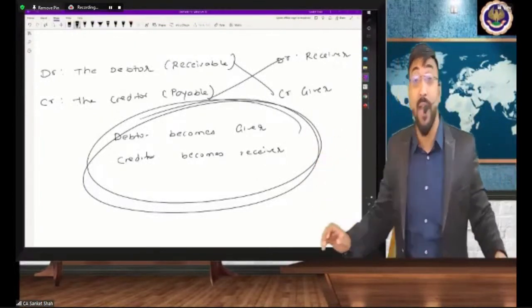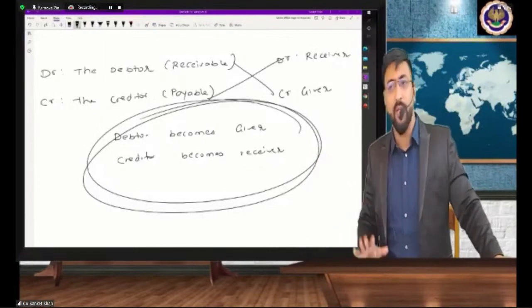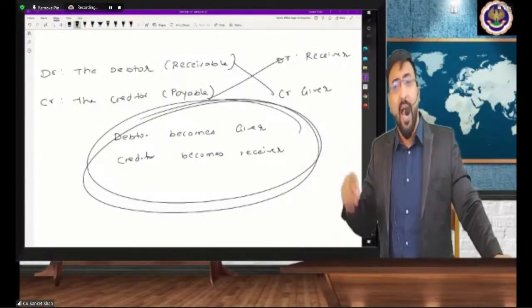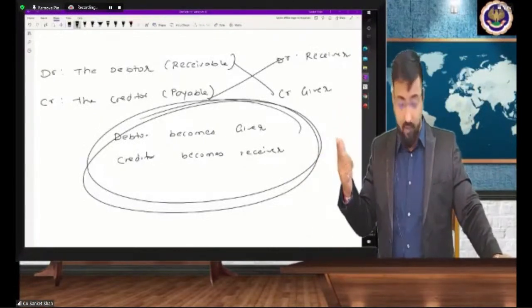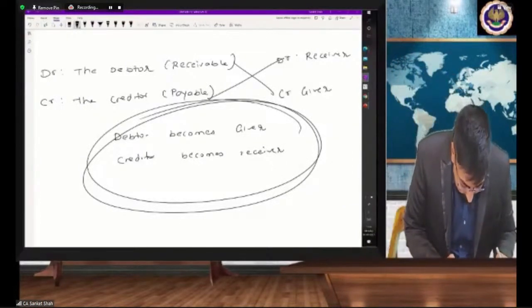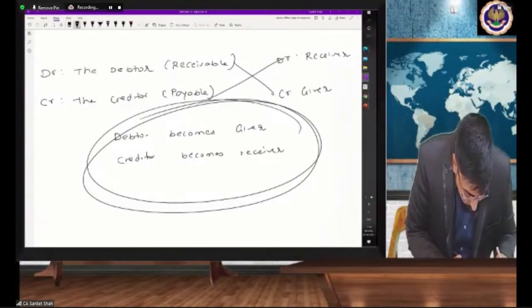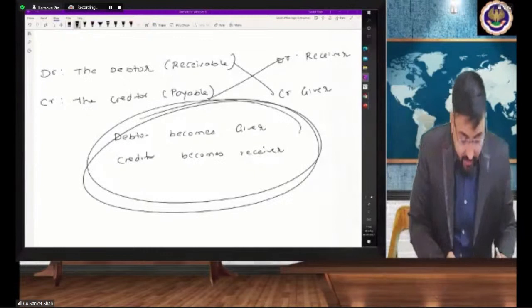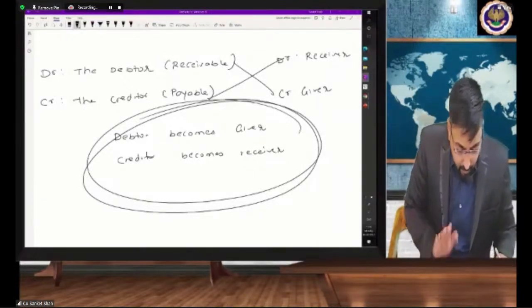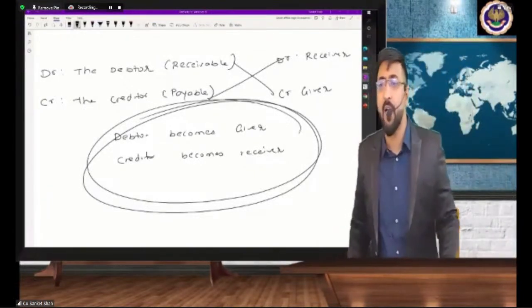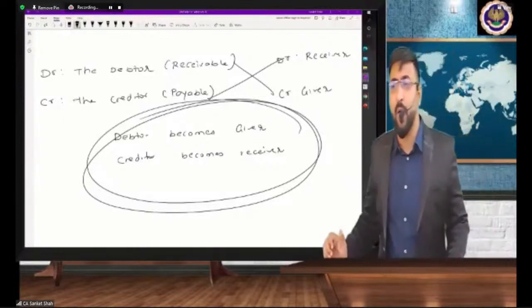100% clear. So debtor becomes giver. Write this down. Don't worry, in the comment section. And creditor becomes receiver. Yes. Debtor becomes giver. Creditor becomes receiver. Very good. Write down fast. Debtor becomes giver. Creditor becomes receiver. Every one of you.